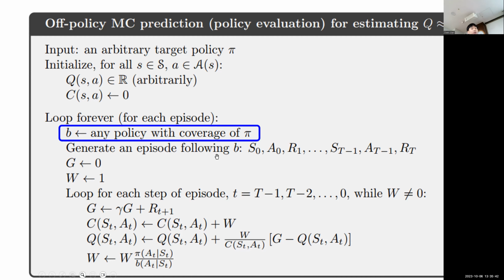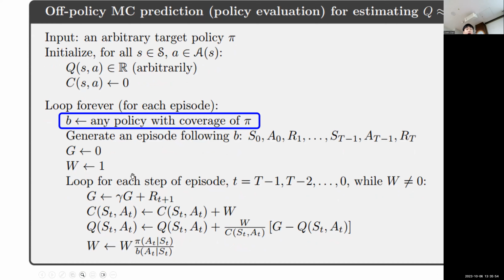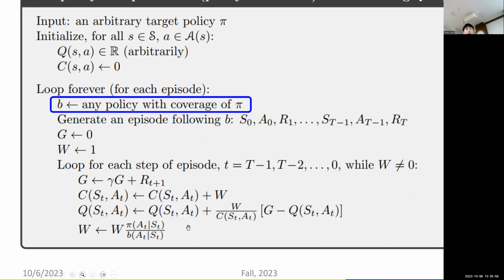So now we generate the episode following B. Now it's off policy. We generate an episode, a sequence, a trajectory based on B. The others are similar: G is initialized, W equals 1. Now we just use this weighted importance sampling, the incremental implementation. We put G equals gamma G plus R(t+1). This updates and accumulates the return, the rewards, right?